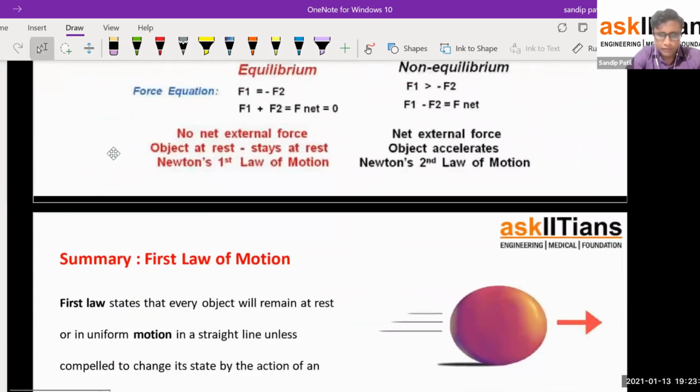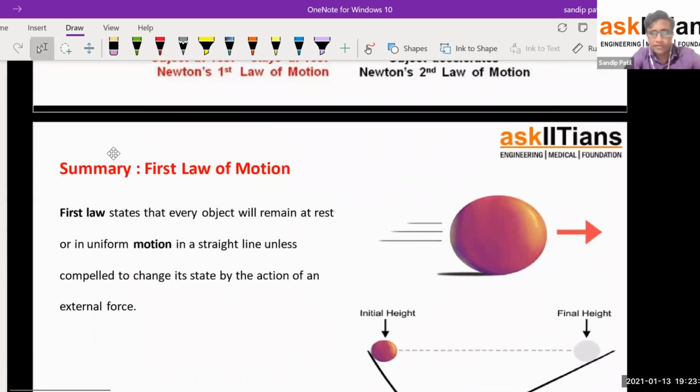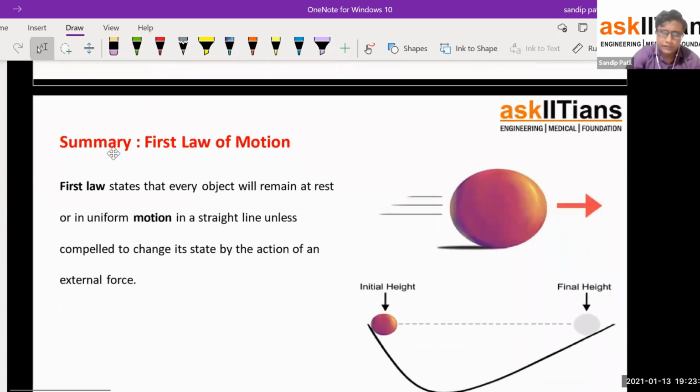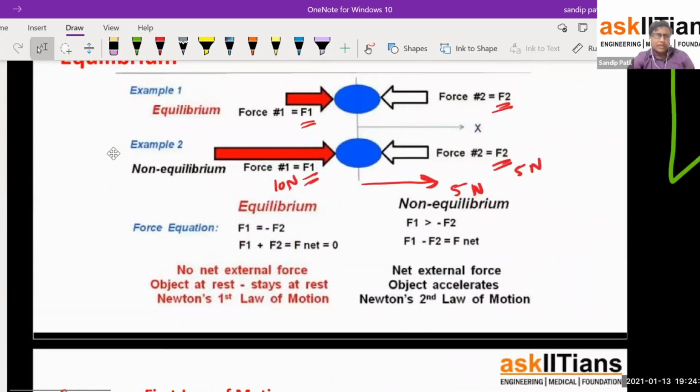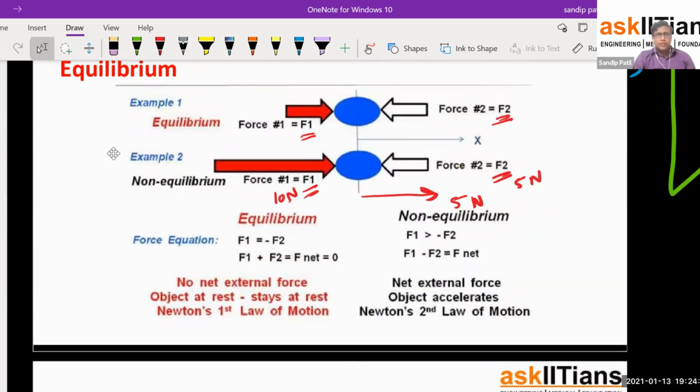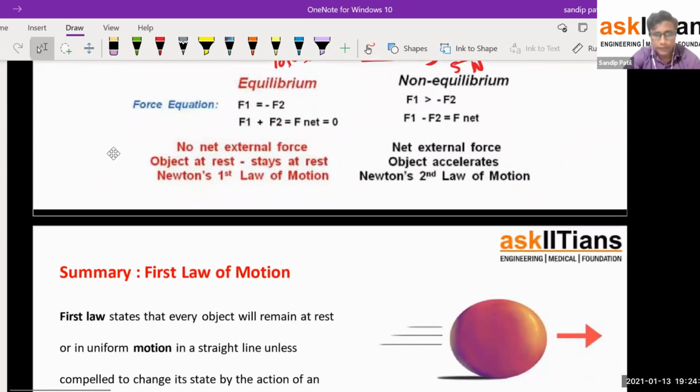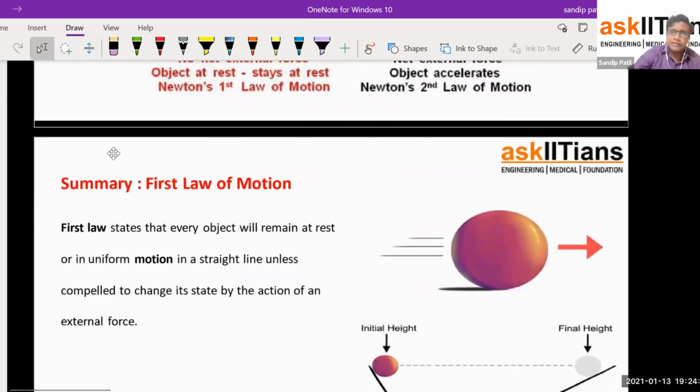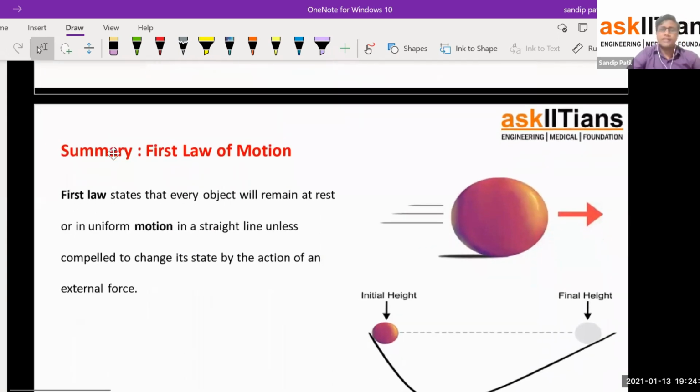Okay. Now let's talk a little bit about the first law of motion. We already said that it should be in equilibrium, right? The forces acting on the object should be equal. Then we can say it is in equilibrium. One more thing I said about this, that the object is at rest, right? So can we use the same concept for an object which is in motion? Let's try this one. Now consider the first law of motion, that is Newton's first law of motion. What does it say? It says an object will remain at rest or in uniform motion in a straight line, right?